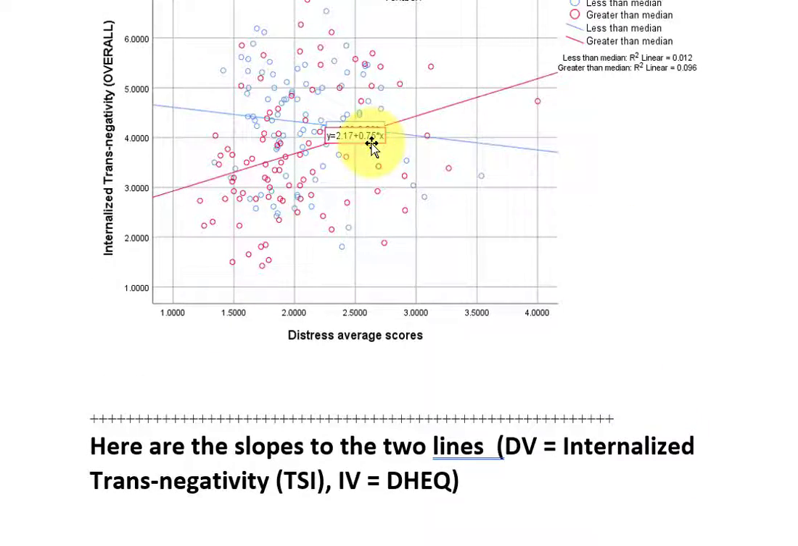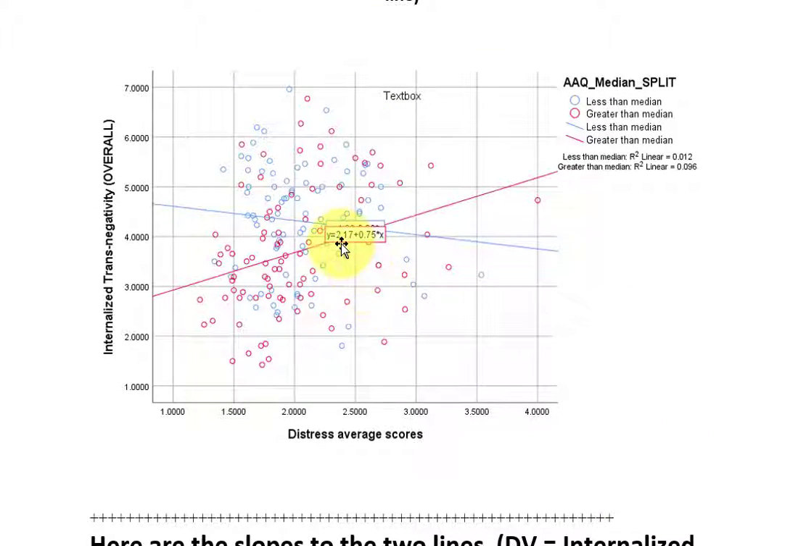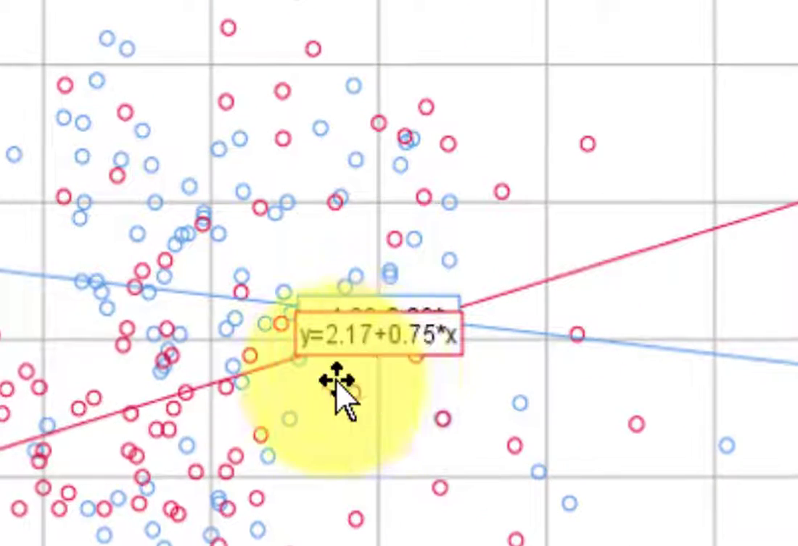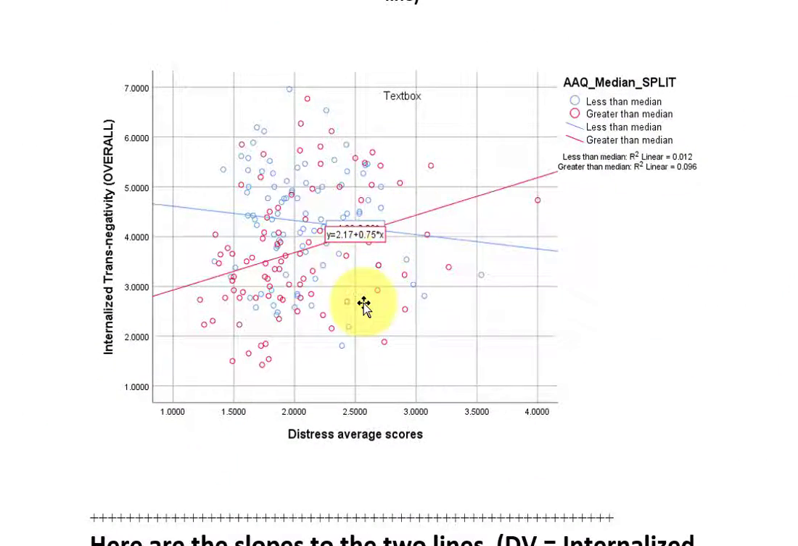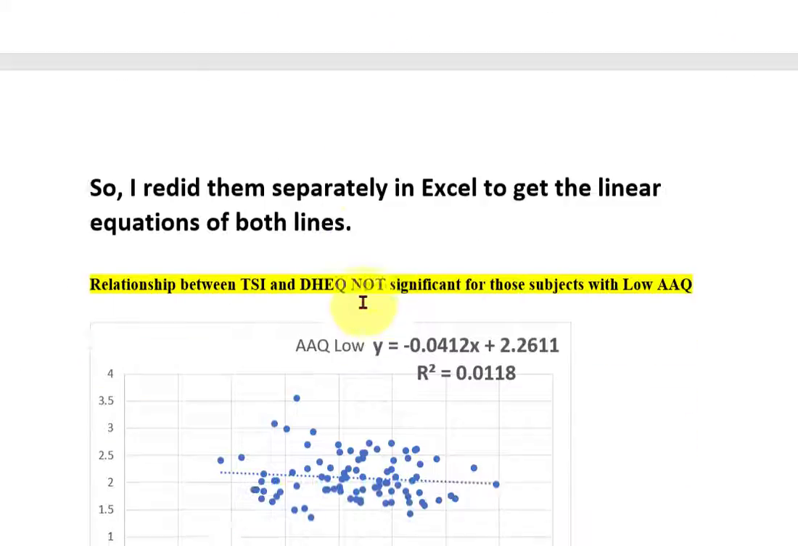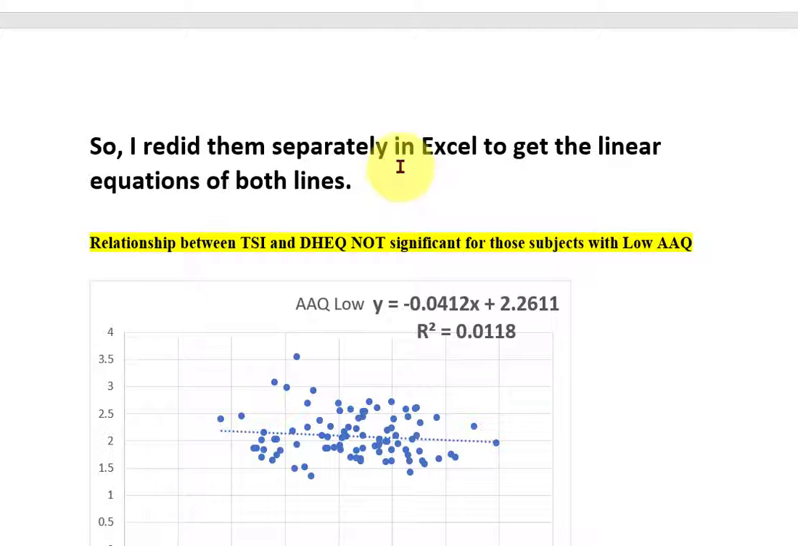Now, I could not tell the slopes here. You'll notice that there's a glitch in the system, but the red one is on top of the blue, and I checked for about a half an hour, could not figure out how to do that. But I can only see the high AAQ slope here. So what I did was I redid it in SPSS or in Excel.